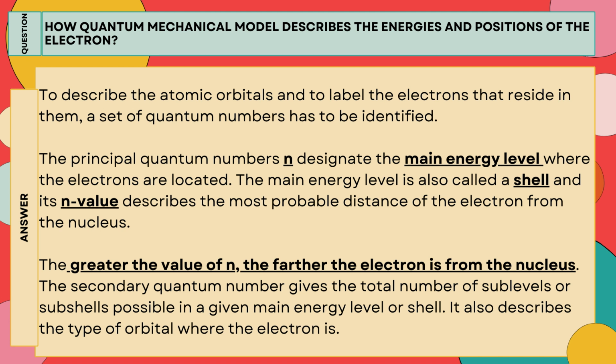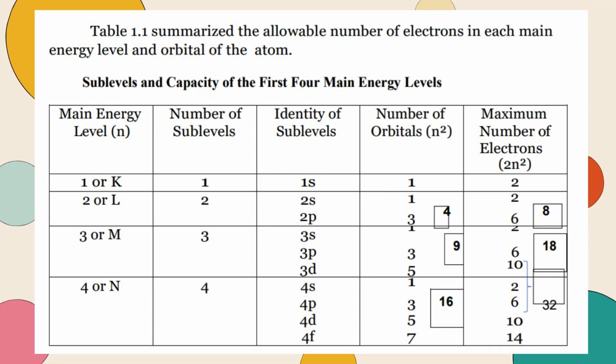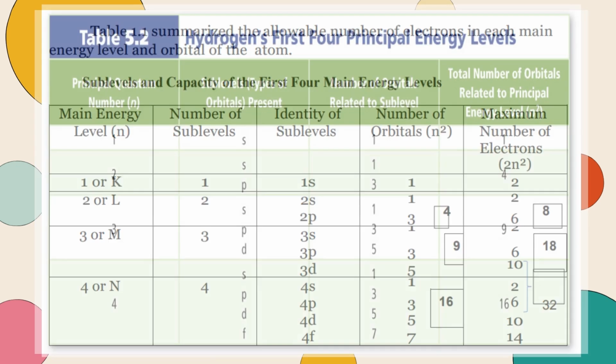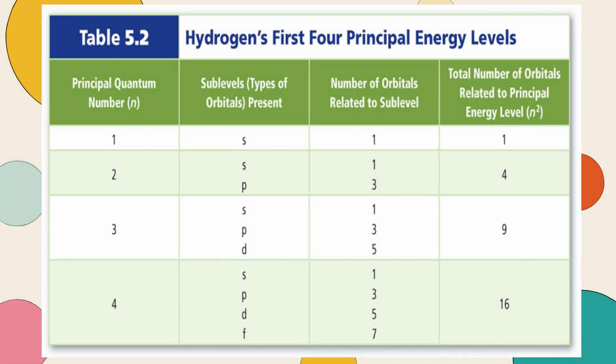The secondary quantum number gives the total number of sublevels or subshells possible in a given main energy level or shell. It also describes the type of orbital where the electron is. This table shows the allowable number of electrons in each main energy level and orbital of the atom. This table shows hydrogen's first 4 principal energy levels.